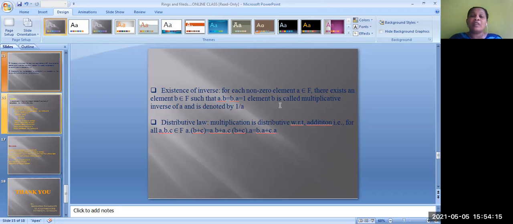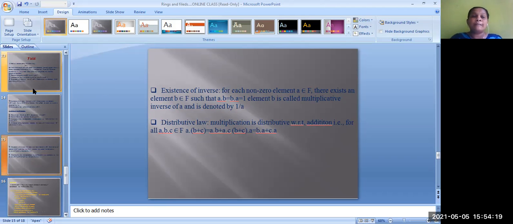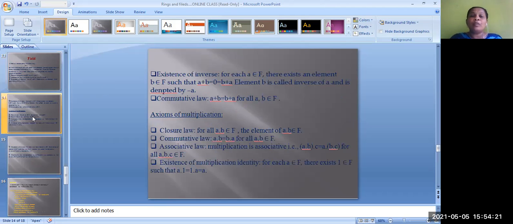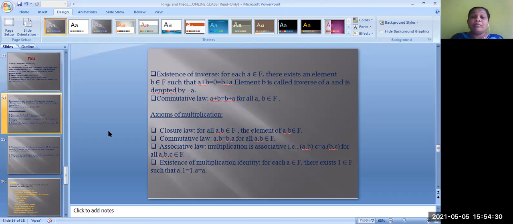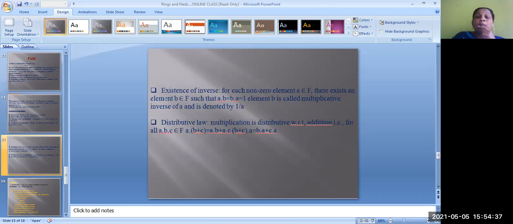See how many properties we have in total. In rings we satisfy 8 properties, and in fields, 3, 5, 4. Completely, 10 properties we are going to satisfy. 1, 2, 3, 4, 5, 6, and 6 plus 5, 11 properties, including the distributive law.